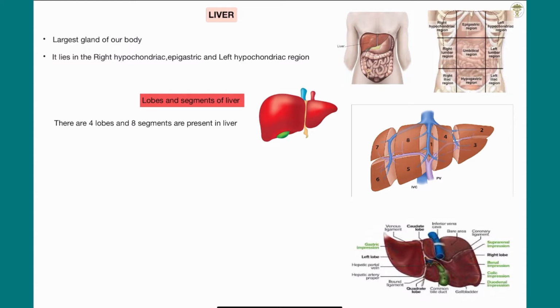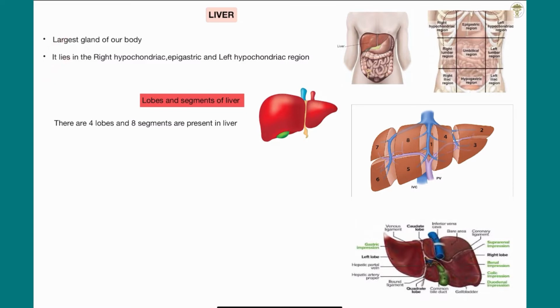To the right of the epigastric region is the right hypochondriac region, and to the left is the left hypochondriac region. To the right of the umbilical region is the right lumbar region and to the left is the left lumbar region. In the hypogastric region, the right part is called the right iliac region and the left part is called the left iliac region. But the liver is present in the right hypochondriac region, epigastric region and left hypochondriac region. Here is the position of the liver. So these are the characteristic features of the liver.